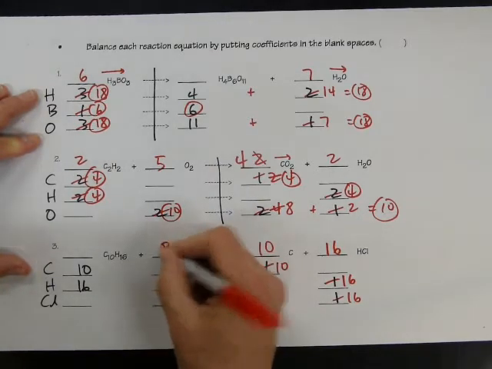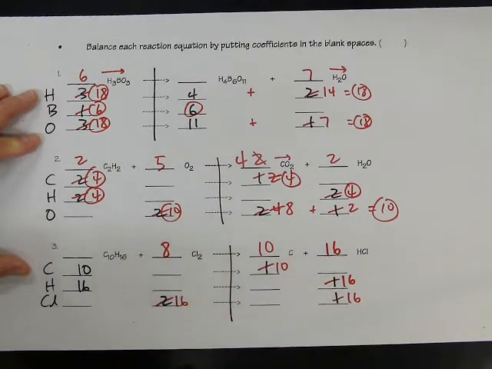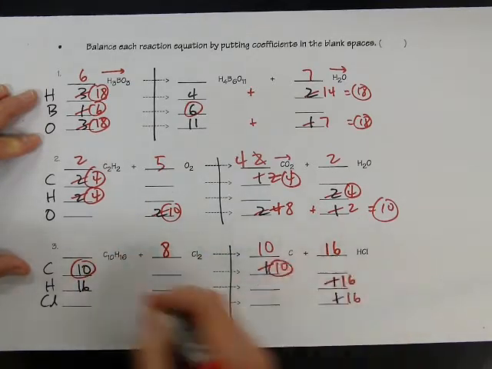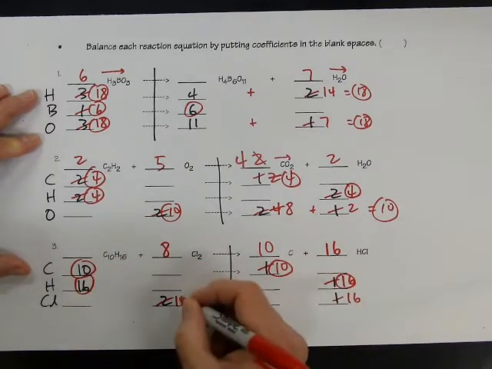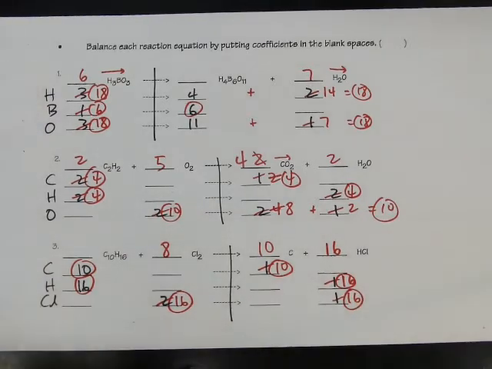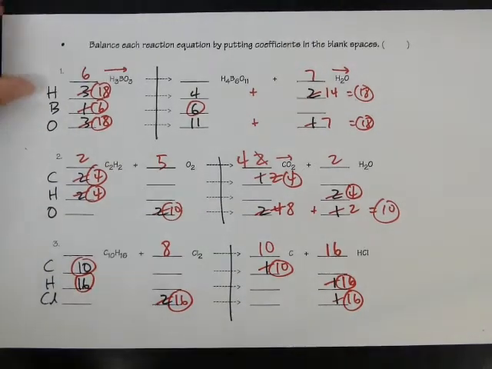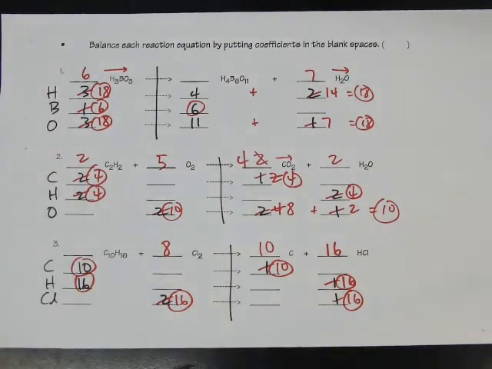If I multiply by 8, 8 times 2 is 16, and now I've got carbons balanced, hydrogens balanced, and chlorines balanced. That one was pretty straightforward. I like that one. Let's try another one.